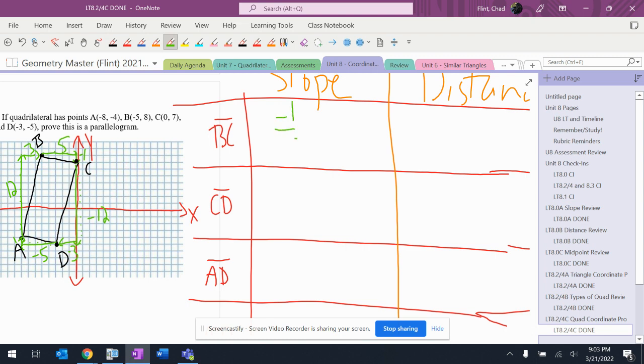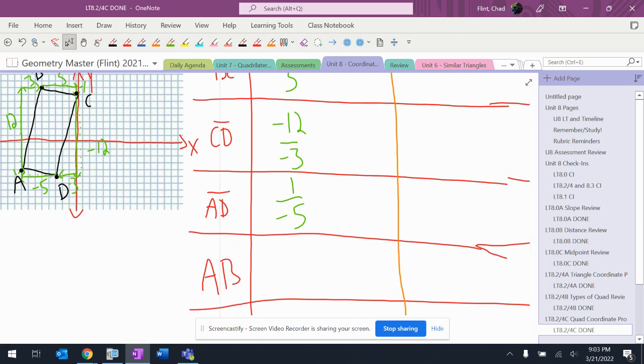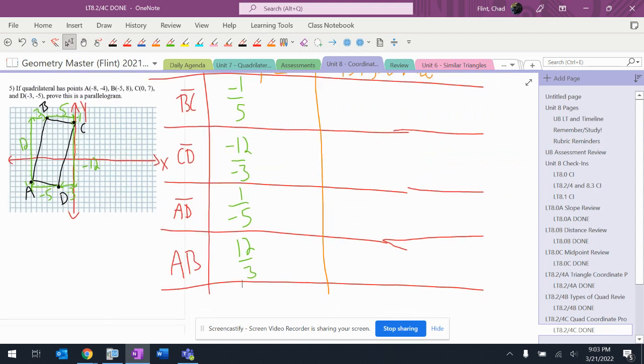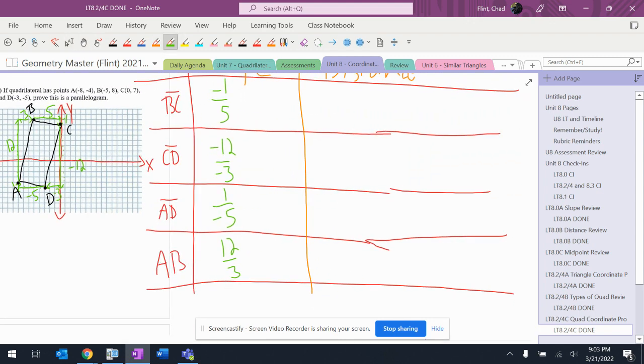BC is down 1, right 5. CD is down 12, left 3. AD is up 1, left 5. And then AB is up 12, right 3. So if I look at these right here before I go on and do anything else, 2 negatives makes a positive. And I can see right here that I've got parallel, and I can also see right here that I've got parallel. So I got 2 pairs of parallel sides.